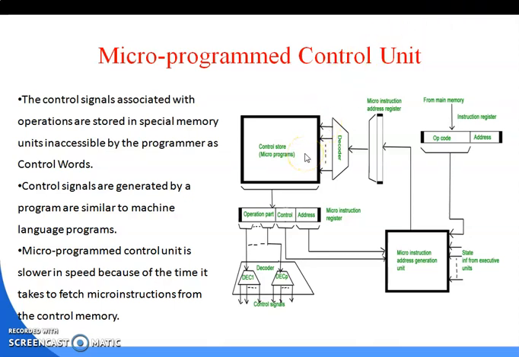So this is the block diagram of the microprogram control: the control store holding the microprograms, and a decoder used for decoding them. Then the microinstruction address register, and from the main memory the instruction register, that is the opcode and address, and the microinstruction address generation unit, the state and executive units, the operation part and control address, the microinstruction register, and decoders. These make up the microprogram control unit, which is built from microinstructions.